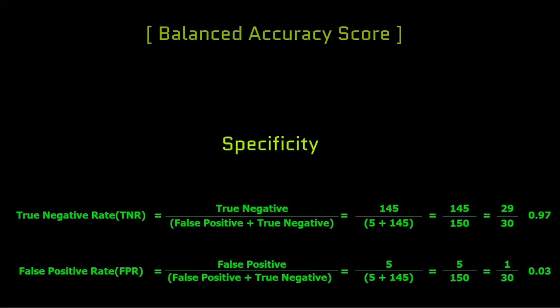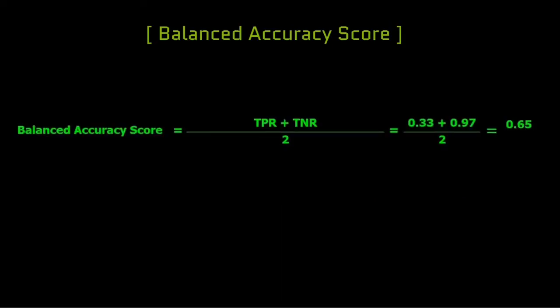Apart from the specificity score, let us understand what the false positive rate means. The false positive rate indicates how many cases are incorrectly classified as positive within the total number of negative cases. This rate indicates, in our example, the proportion of patients who are actually healthy and incorrectly diagnosed with cancer. The sum of the true negative rate and the false positive rate is always 1. Finally, the balanced accuracy score is the sum of sensitivity and specificity divided by 2. In our example, the balanced accuracy score is 0.65.